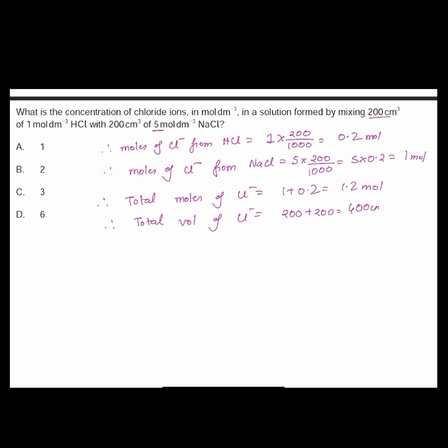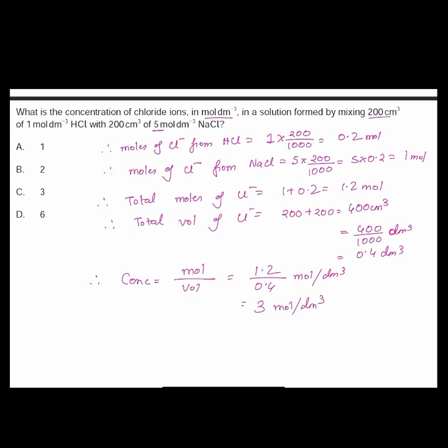That is 400 cm cube. We can divide it by 1000 and convert it to dm cube, because we have to report the final answer in mole per dm cube, so it's 0.4 dm cube. Now concentration would be mole by volume, right? Mole is 1.2 and volume is 0.4. Unit will be mole per dm cube. So 1.2 by 0.4 gives 3 mole per dm cube, and that's the final answer to this question.